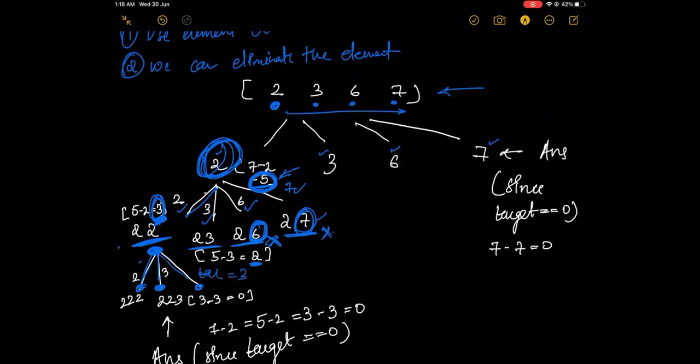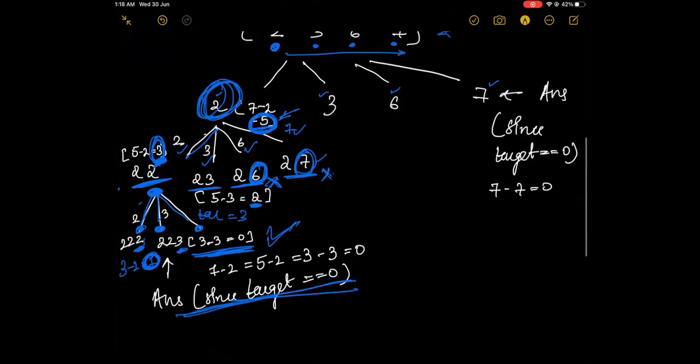Okay, so if we select the third element as 2, we find that 3 minus 2 is 1. So we still have 1 here. And if we select 3 here, we know that 3 minus 3 is 0. So this is our answer. This will give us the answer as the target becomes 0.